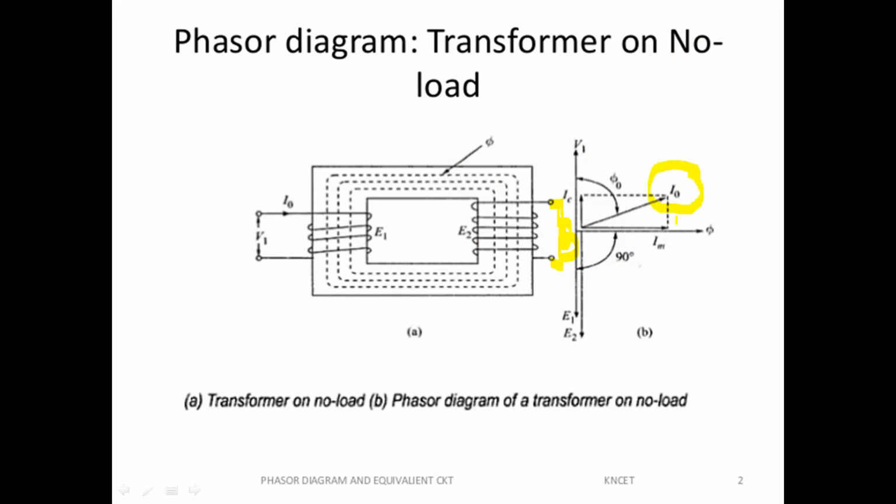This no load current consists of two components, IM and IC. IM's purpose is to produce the working flux. IC's purpose is to meet the losses. So with V1, this is E1 and this is E2. Both are in phase and opposite to the V1 value. So this is the total no load current of the transformer.